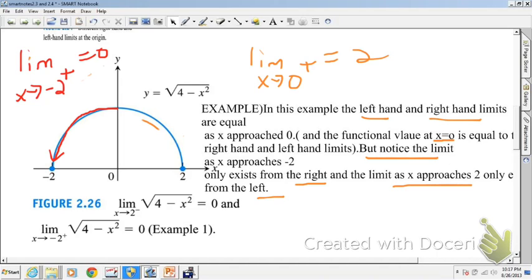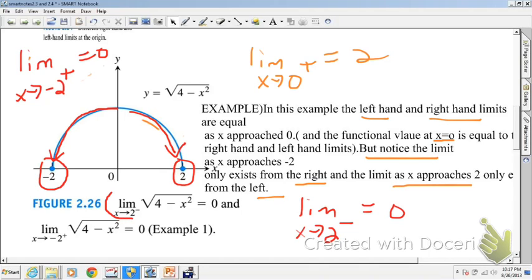That's called a right-hand limit. That exists. But there is no left-hand limit because the function itself doesn't exist to the left of negative 2. Notice the limit as x approaches 2 from the left exists, and that's also 0. So here, as I'm coming in towards 2 from the left, the limit as x approaches 2 from the left is 0. Okay? And that's what we see here with this notation. The limit as x approaches 2 from the left is 0, and the limit as x approaches negative 2 from the right is 0. But they only have right-hand and left-hand limits respectively.